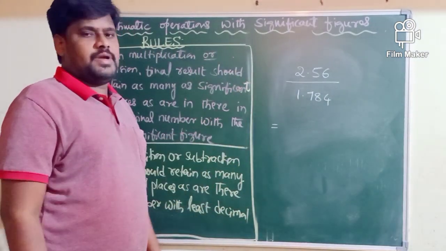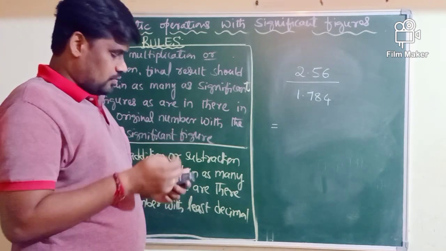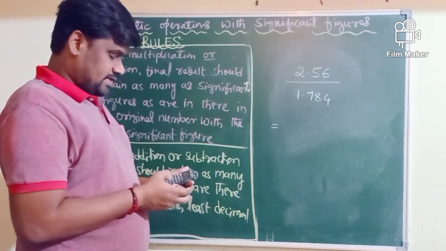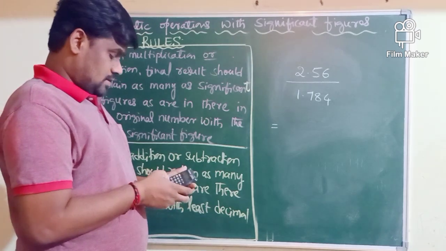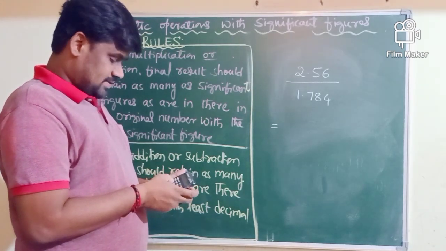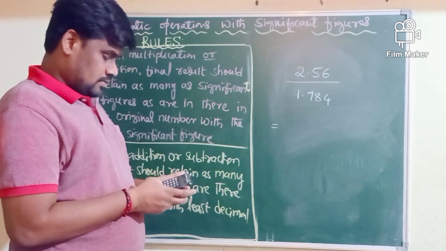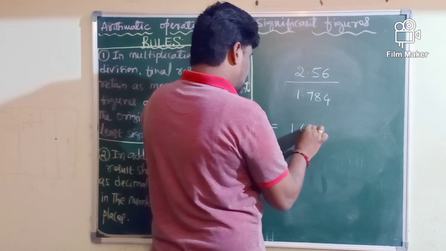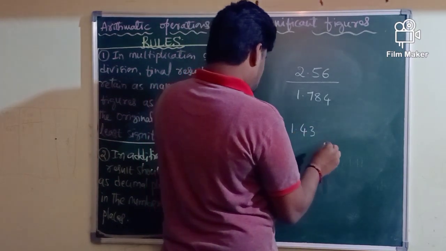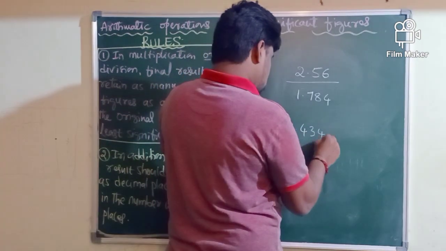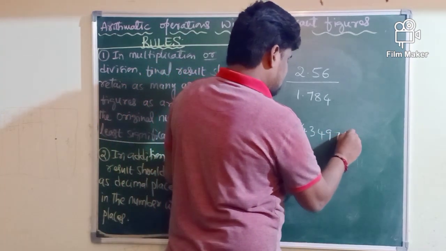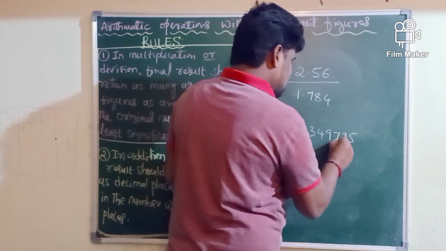2.56 is divided by what? 1.784. What is the result here? 2.56 divided by 1.784. The result is found to be 1.4349775. This is the result.